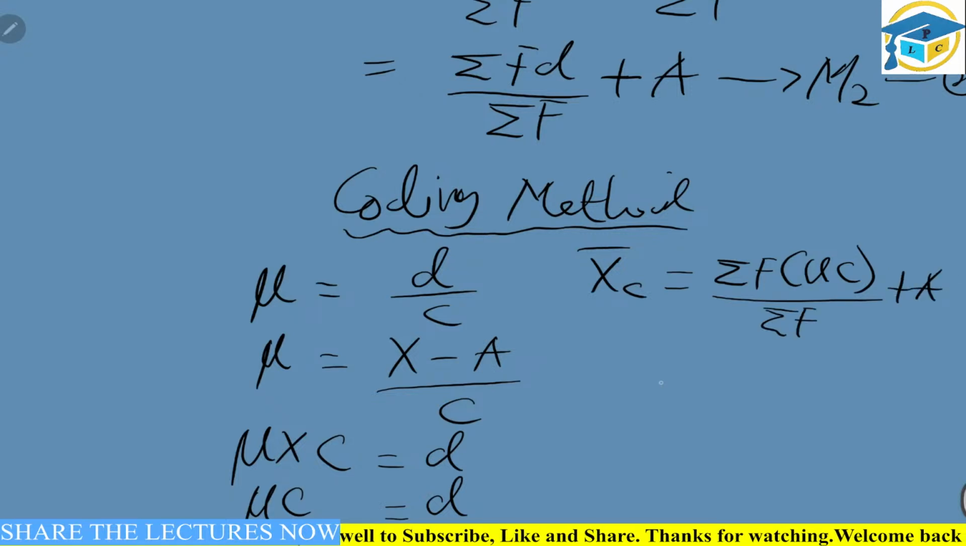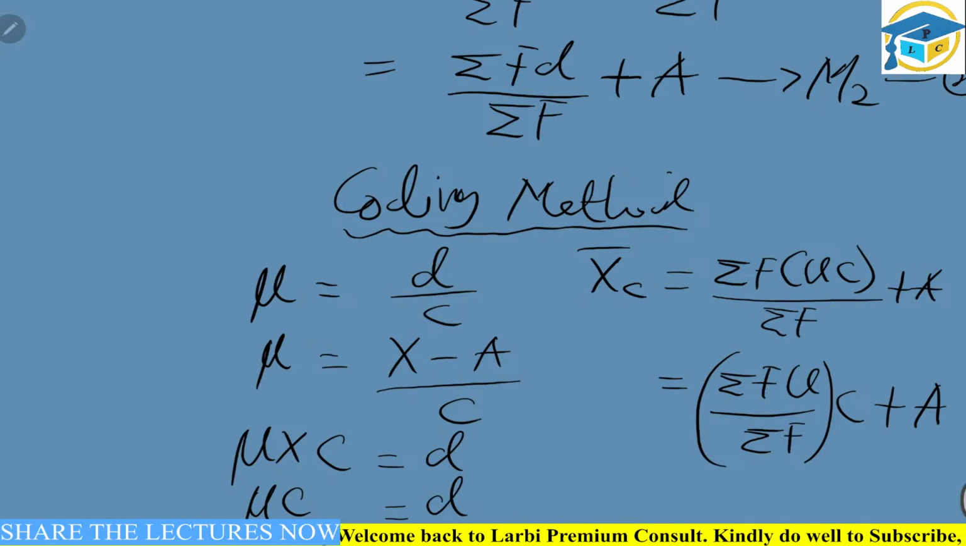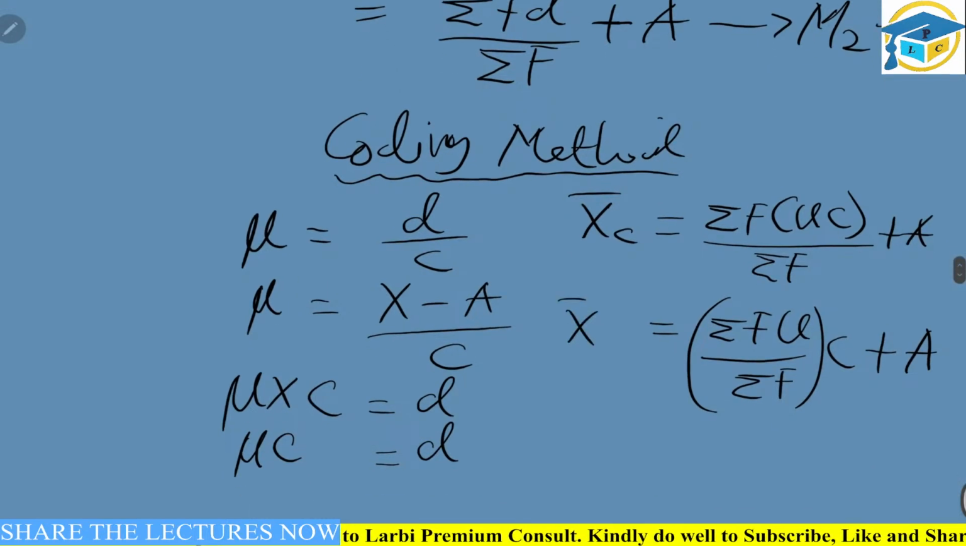Okay, so what is happening here? We can further expand this by saying that I can rewrite this as summation F U over summation F, all multiplied by C, plus A. So I can have this equation representing the mean for the coding method. And this is how we find the mean using the coding method.